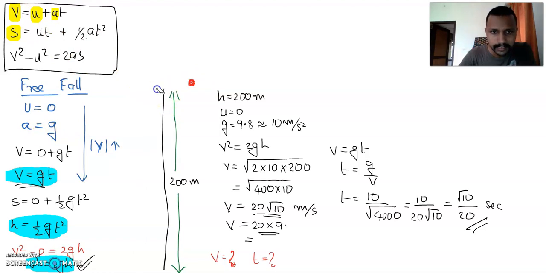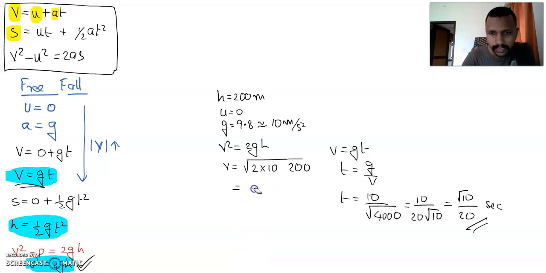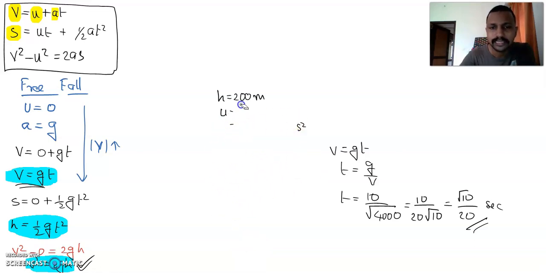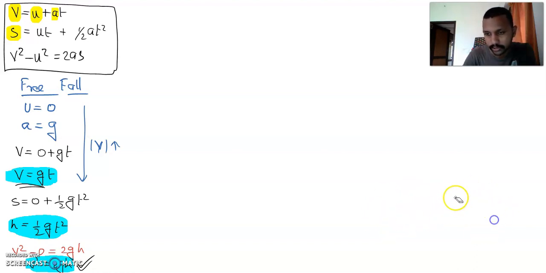Then let's understand the next situation, that is, if a substance is thrown upwards, an object thrown upwards. Therefore, in the case of an object thrown upwards, is the initial velocity 0? No. Initial velocity is not 0.